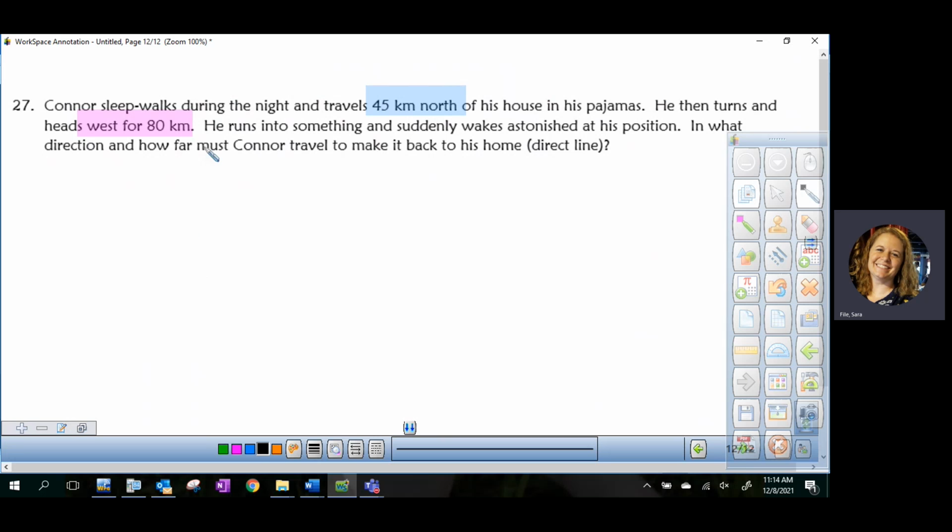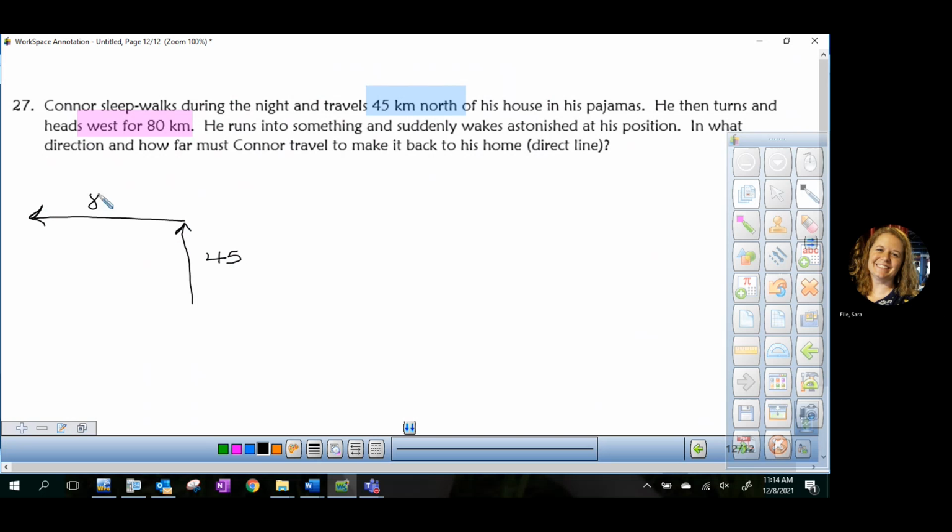So this one, you can do what we did on the last two. You can put them in component form, do the 4-step process, but this one I'm actually going to draw out because it's pretty simple. So north, 45, west, 80. We're looking for the resultant here. Okay. Now, right triangle. I know 2 sides. How do I find the third?